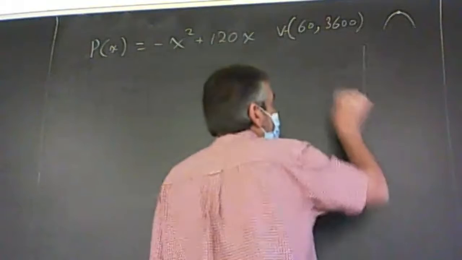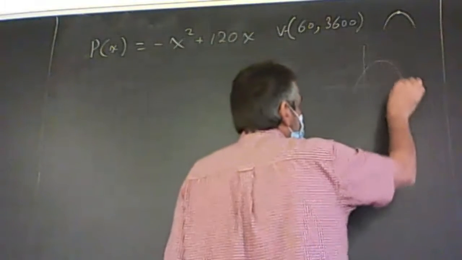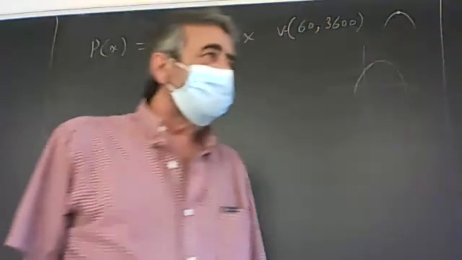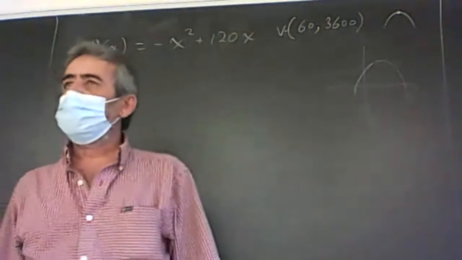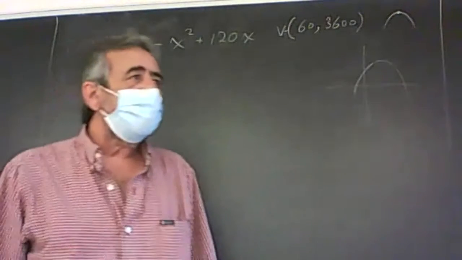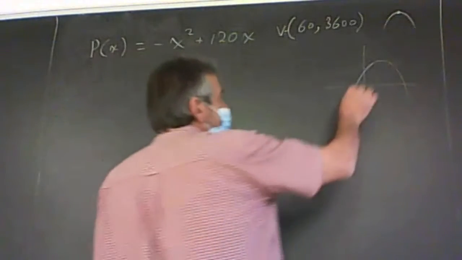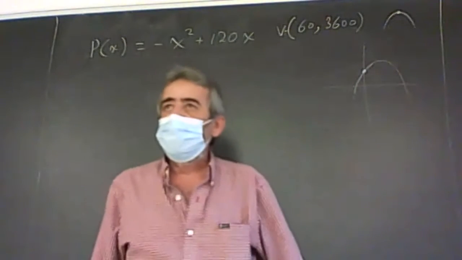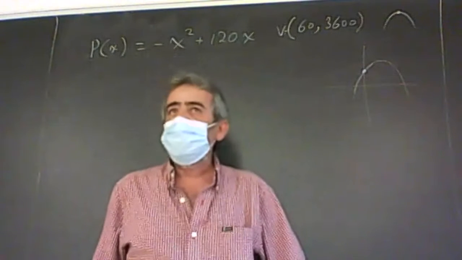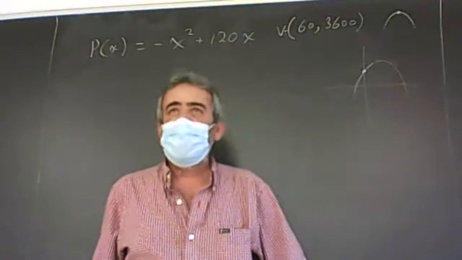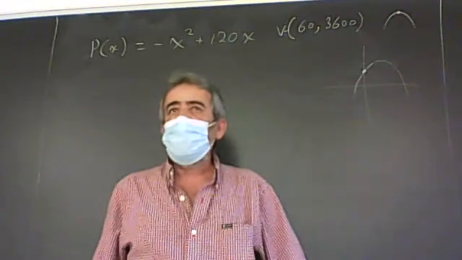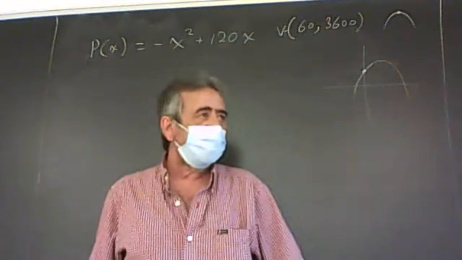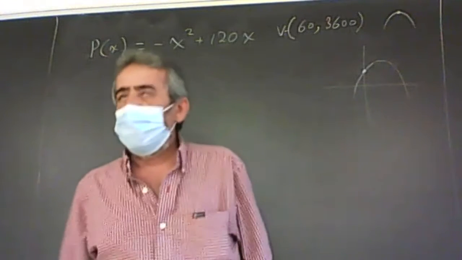When the graph looks like this, we are interested in the points where the graph intercepts the x-axis and where the graph intercepts the y-axis. Where the graph intercepts the y-axis is this point, and that's called the y-intercept. And it is evaluated by substituting x equal to 0. So if you substitute x equals 0 in the equation, you will get the y-intercept. Clear? All right.